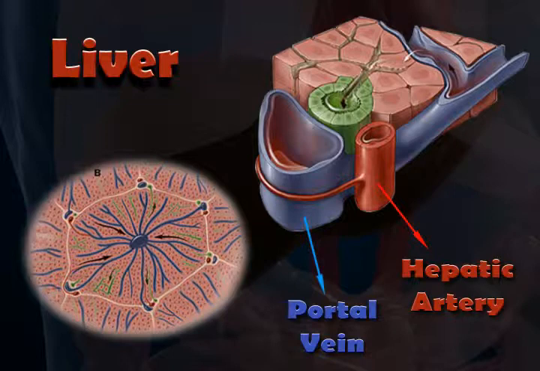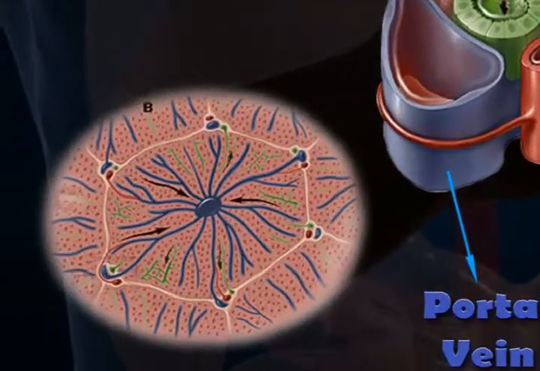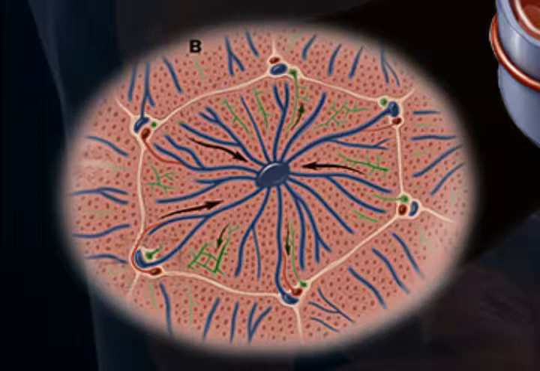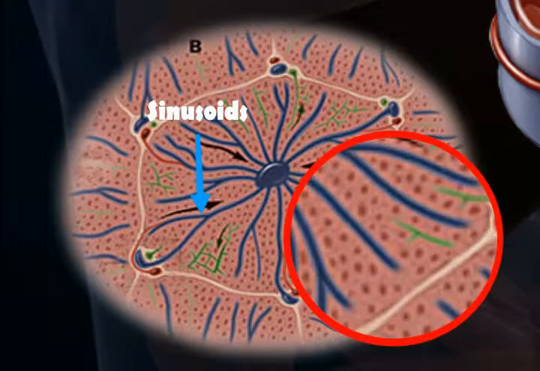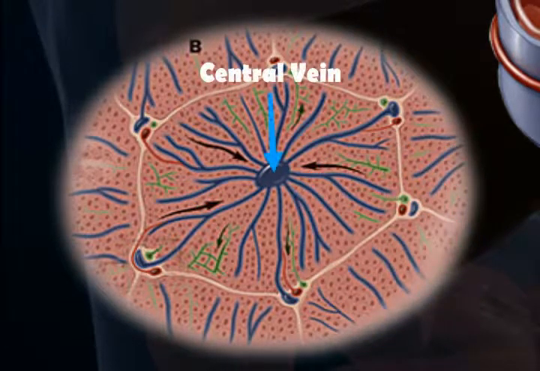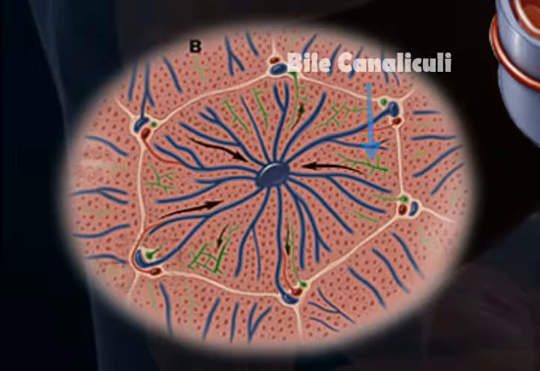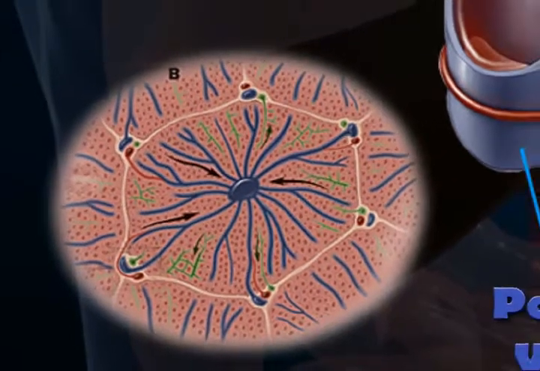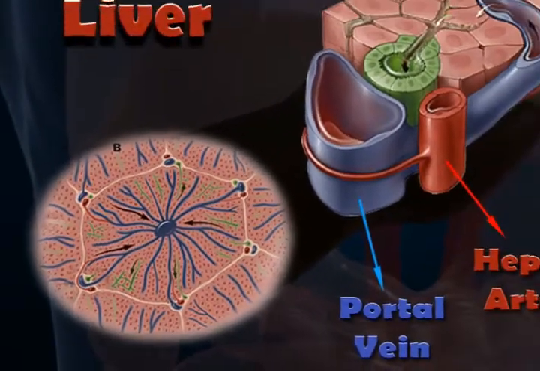The microscopic, structural, and functional unit of the liver is the lobule, which consists of, first, the cords of hepatocytes that surround the central vein. Second, the sinusoids, consisting of blood spaces lined with endothelial cells and Kupffer cells that surround the cords and drain into a central vein. And third, the bile canaliculi, or small channels between hepatocytes that carry bile formed by the hepatocytes to the bile ducts. The hepatic physiology depends on the components of the liver.